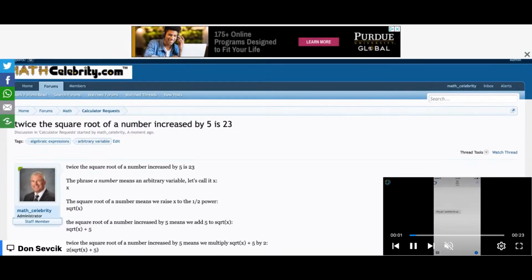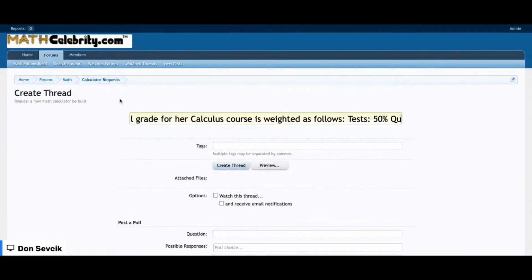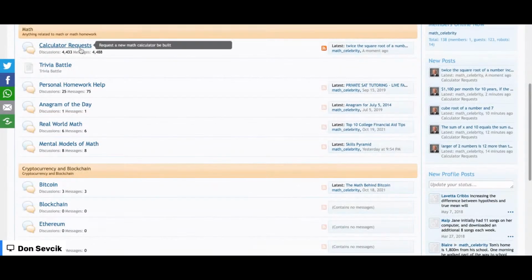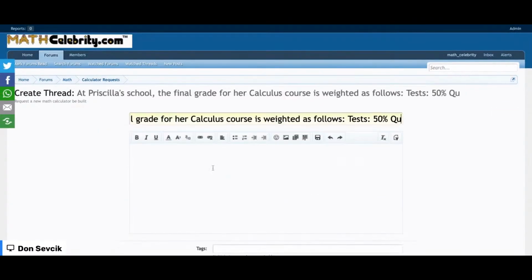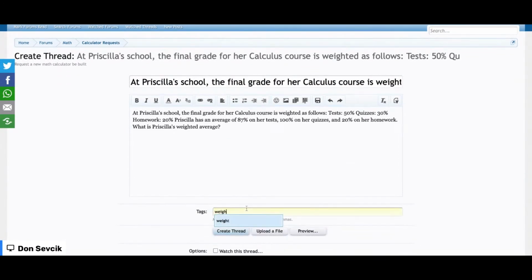Last but not least, weighted averages. All right. Oops. No, I don't want to create a thread. Clicking random buttons here. All right. At Priscilla's school, the final grade for her calculus course is weighted as follows: tests 50%, quizzes 30%, homework 20%. Priscilla has an average of 87% on her tests, 100% on her quizzes, and 20% on her homework. What is Priscilla's weighted average?